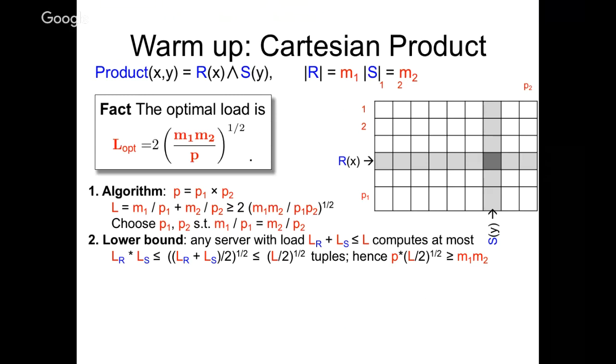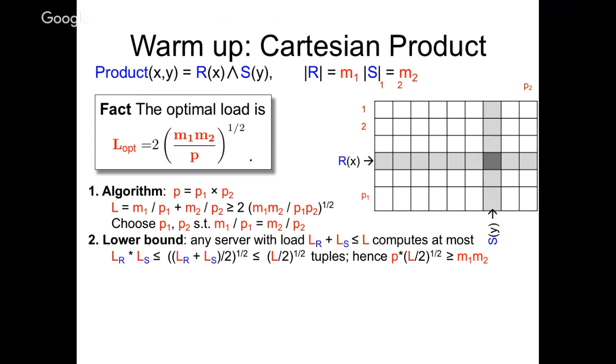You can do this on the back of the envelope, and it proves that this is the optimal load for computing the cross product of two relations. As a side note, notice that if M2 is much bigger than M1, then you want to have this matrix very long and short.